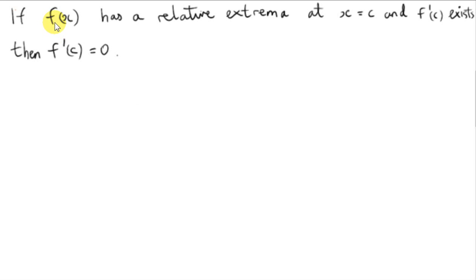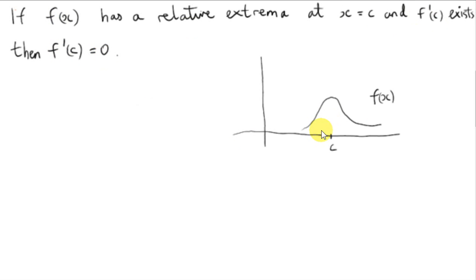Fermat's theorem says that if the function f of x has a relative extrema at the point x equals c, and the derivative of f at the point c exists, then the derivative of f at c is 0. Let's take this example here. This function has a relative extrema at x equals c.